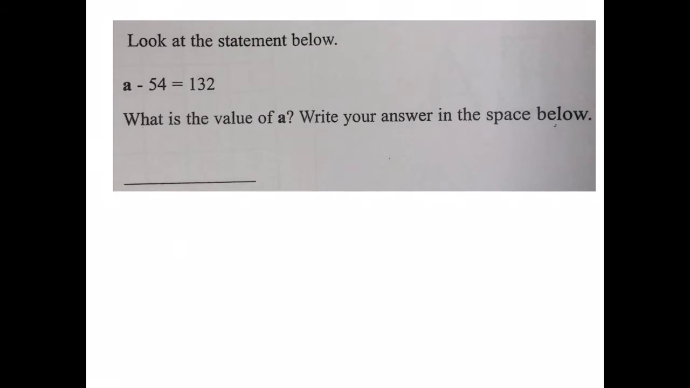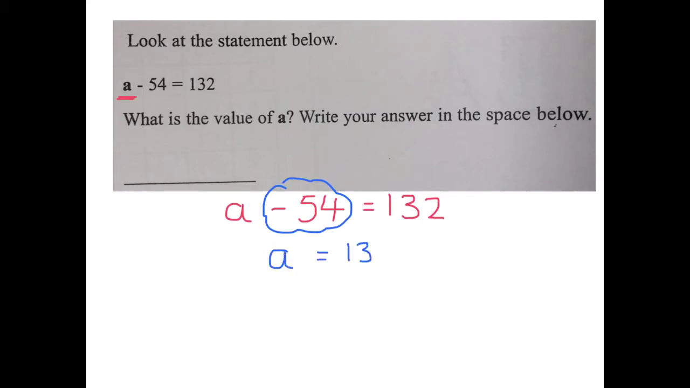Look at the statement below. A take away 54 equals 132. What is the value of A? If we remember back to our little rhyme, missing number at the beginning, do the inverse and you're winning. So A take away 54 equals 132. We need to carry out the inverse. So we will be left with A equals 132 plus 54. So the opposite of subtraction is adding, so we have to add the 54. And then I can carry out my sum to figure out the value of A.